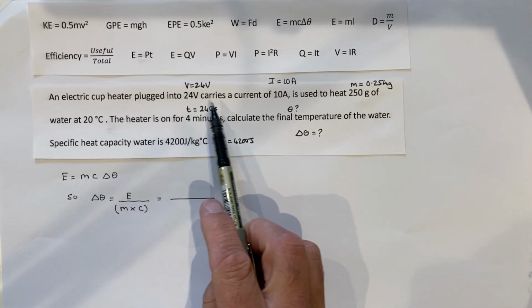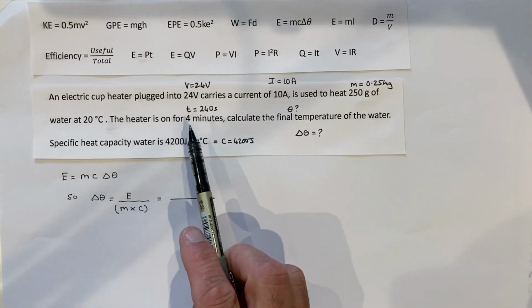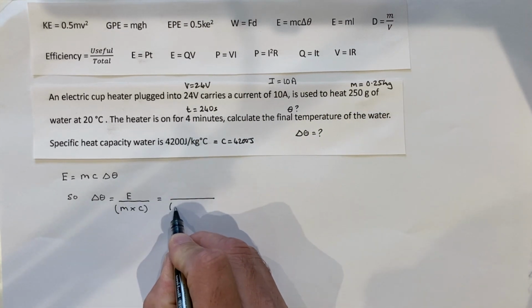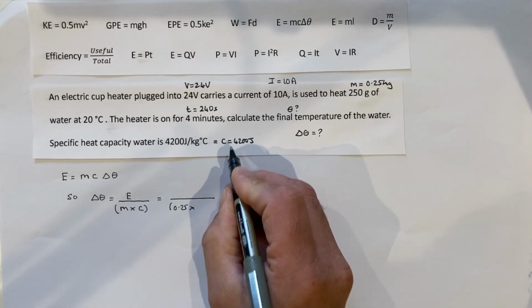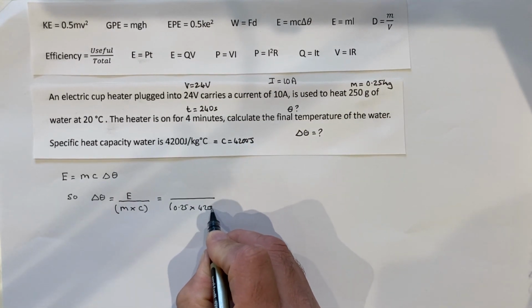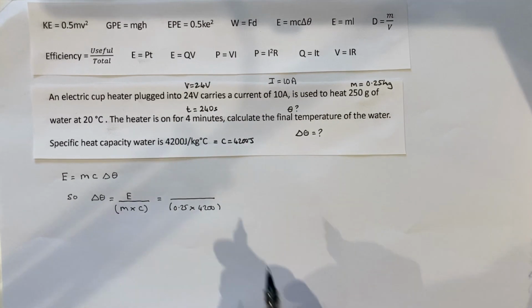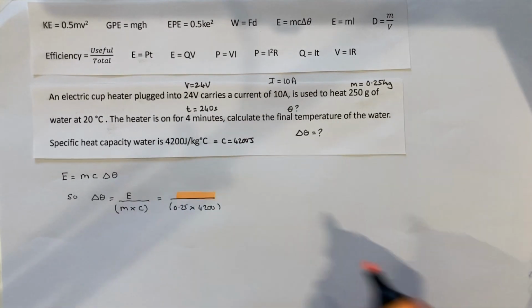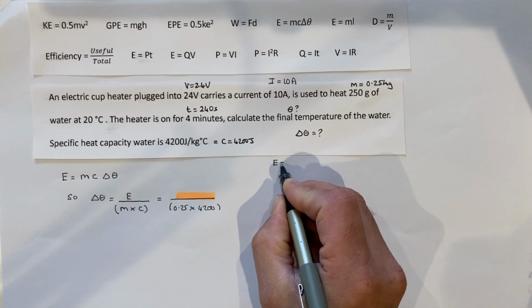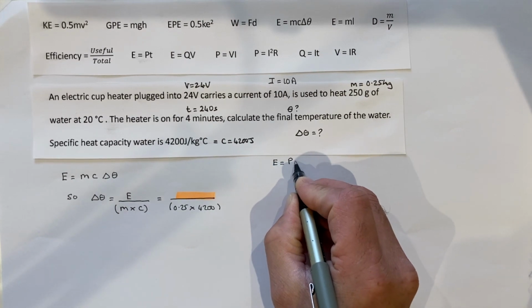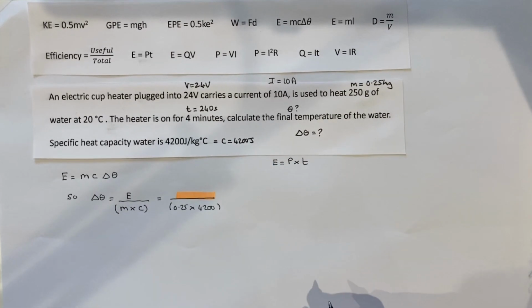Do I know the energy? No. Do I know the mass? Yes, it's 0.25 kilograms, and specific heat capacity was 4,200 joules. So I'm going to use my confidence that somehow I'm going to be able to work out the energy. And of course, the classic is knowing, again, are they testing me with this? Energy is power times time.